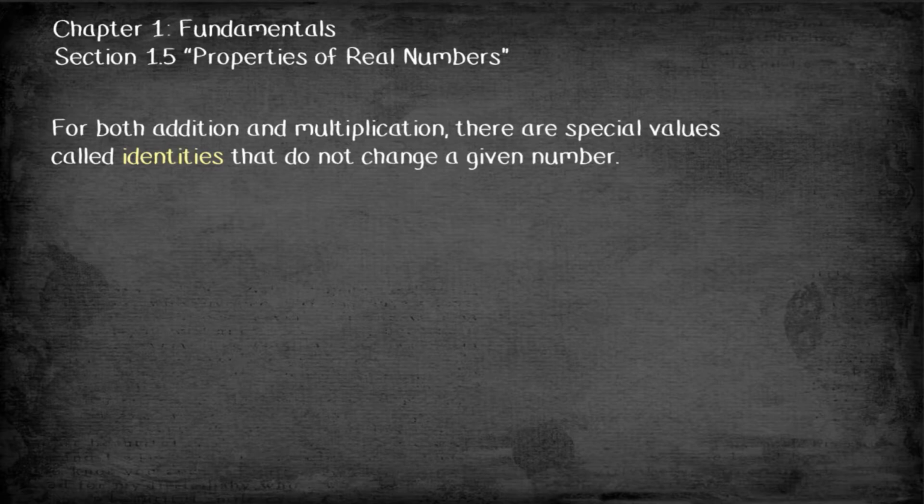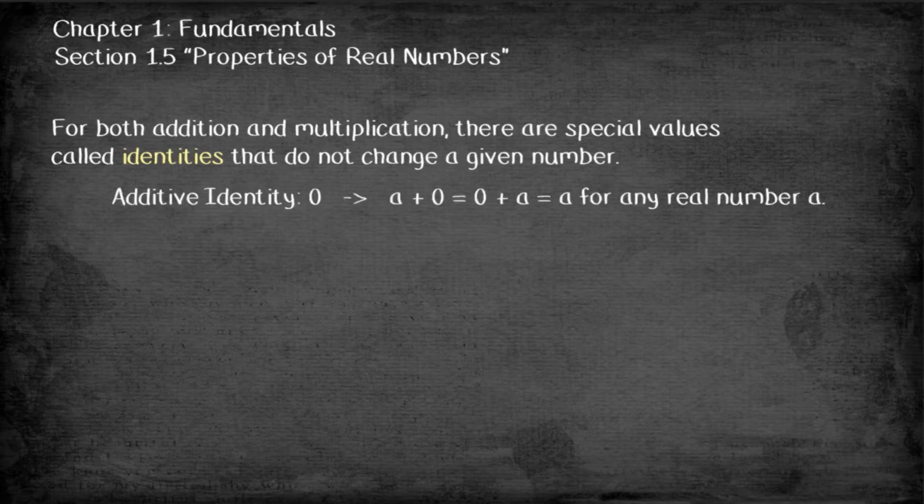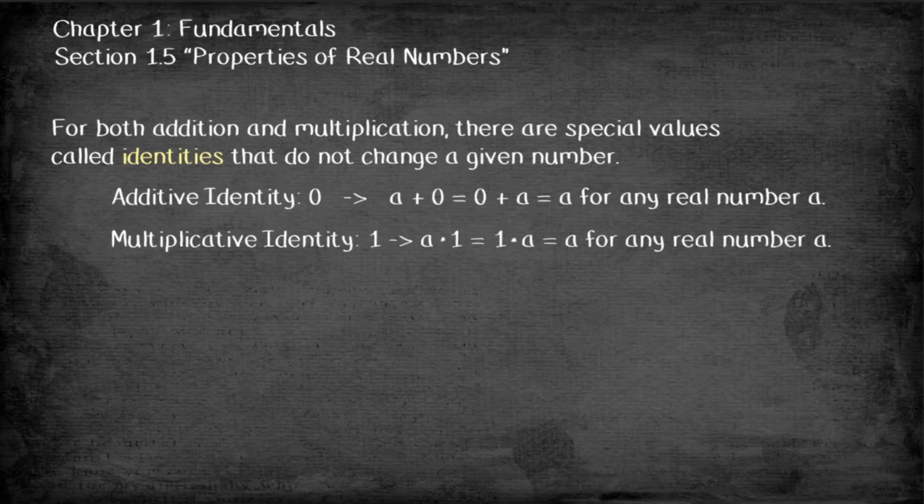Next up on the properties, we have this notion of an identity property. Both addition and multiplication have their own special values called identities that never change a particular number. The additive identity would be 0, and that's because a plus 0, or 0 plus a, is equal to a for any real number a. So no matter what you add 0 to, it's going to stay the same. For the multiplicative identity, it's 1. So a times 1, or 1 times a, are both going to give you back a again for any real number. No matter what you multiply by 1, you're getting the same number back.